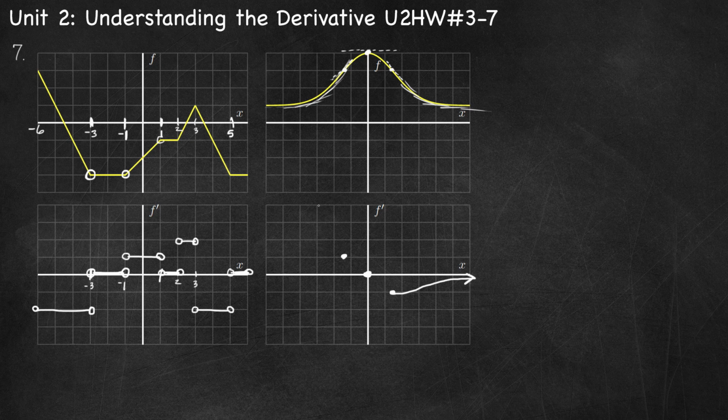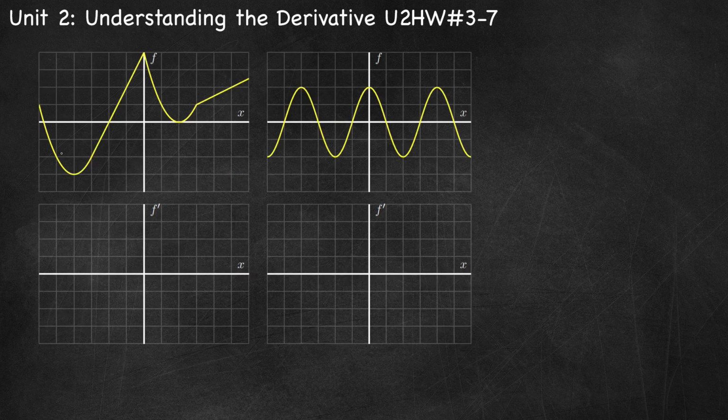Like so. And then the same on the other side. The slope is just getting closer and closer to 0. It's not actually going to reach 0. And then I'm just going to connect these in between like so. Okay, our next graph.